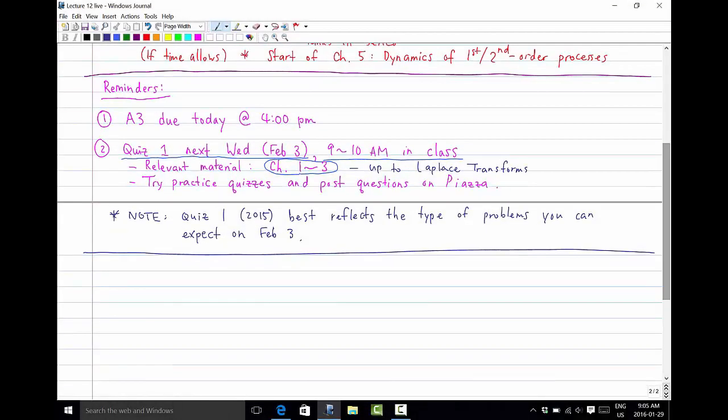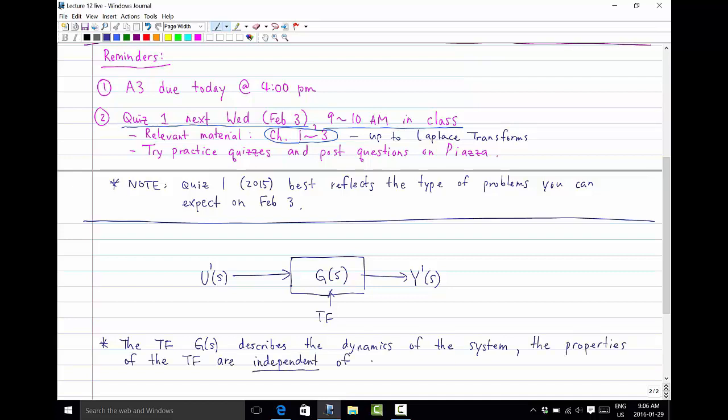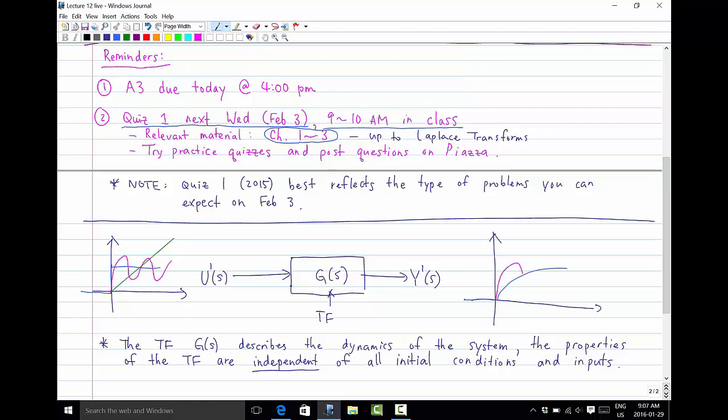Let's start out with this lecture by a simple reminder that the transfer function of a system captures the dynamics of the system. The properties of the transfer function do not change with the initial conditions of the system or the inputs of the system. In other words, we can have any sort of input we want, and according to these inputs, we have different outputs. However, the transfer function itself does not change.